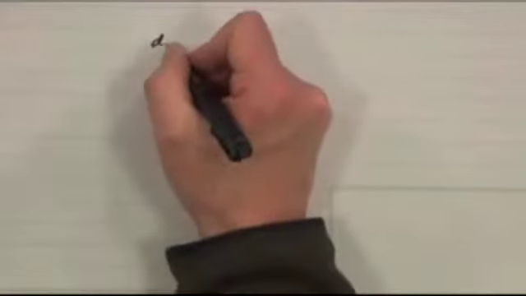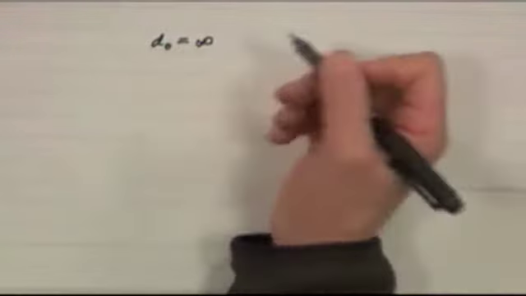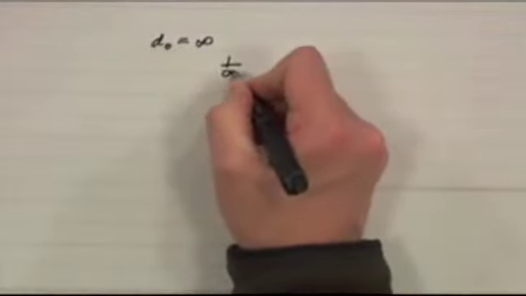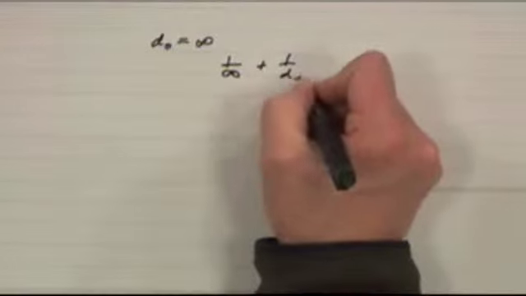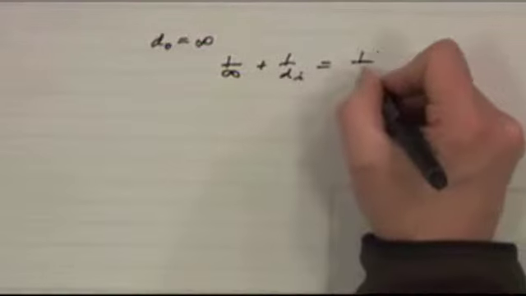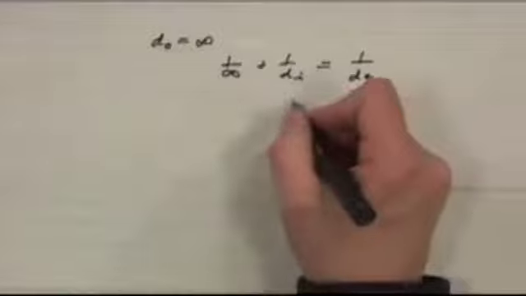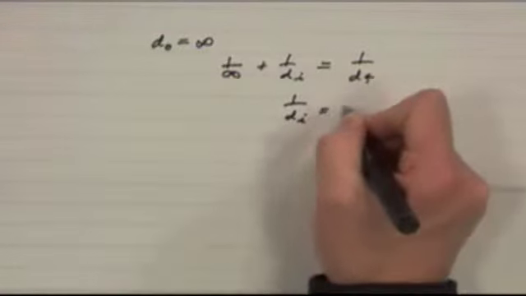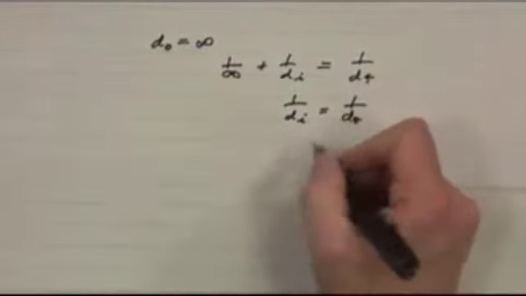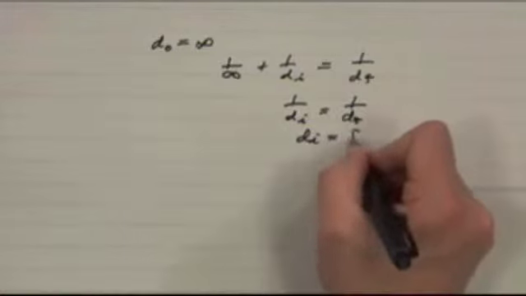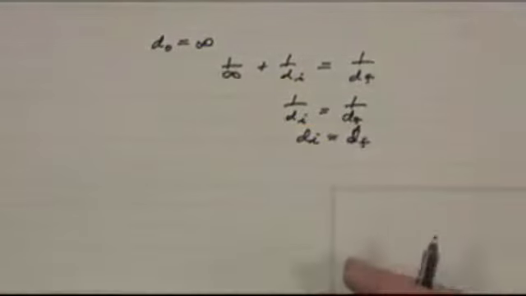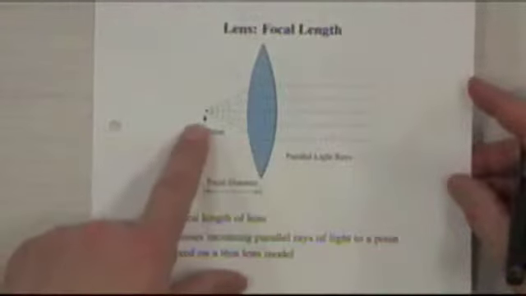Let's consider some scenarios to give you a little intuition. If d sub o is equal to infinity, then this equation is 1 over infinity plus 1 over d sub i equals 1 over d sub f. So that just reduces to 1 over d sub i equals 1 over d sub f. That means that d sub i is equal to d sub f. So that's just what we had before: if the object is infinitely far away, then it focuses at the focal distance.